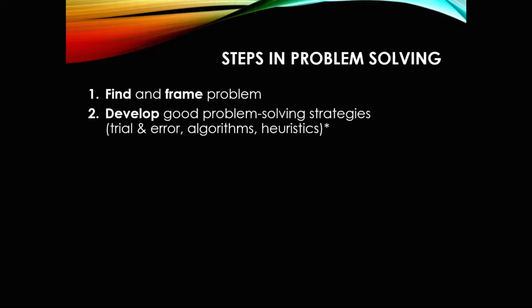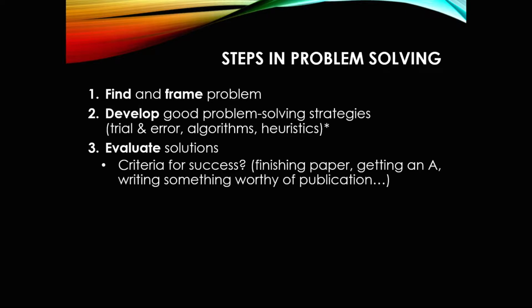These might be trial and error. For example, if you are trying to identify why something's not working, you may try something, see if that helps. If it doesn't work, try something else, see if that works, right? We're more familiar with trial and error, but we also have things called algorithms and heuristics. We'll talk about what each of those are in a moment.